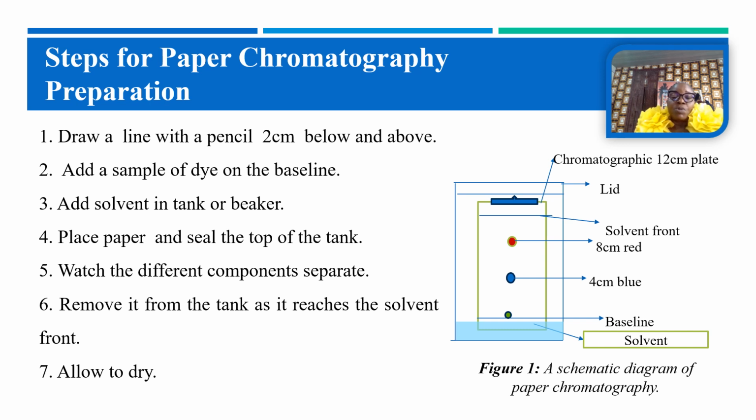And the fifth step, you watch the different components separate. The components in that dye or in that pigment will separate. For this one, we are seeing two components were separated, one at 4 cm and the other one at 8 cm. Step 6, you remove it from the tank when it has reached your solvent front. That upper 2 cm you mark. The moment it reaches that place, you remove the paper from the tank and you allow it to dry.